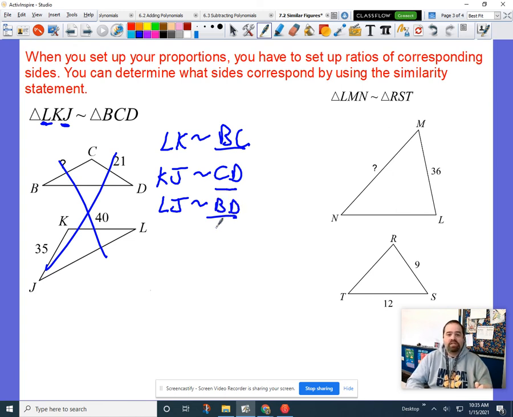That's what I'm asking you guys to do. You need to be able to say, oh, this side goes with this side, because what we're ultimately going to do is those are going to be the numerator and the denominator for your proportion. For your ratio that we're going to use in a proportion.